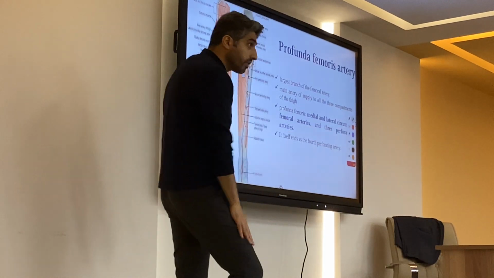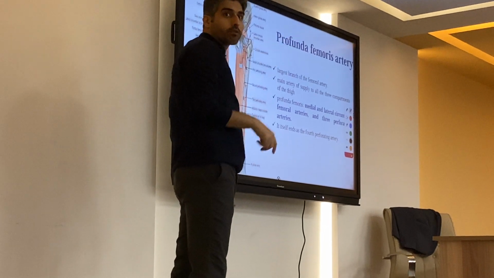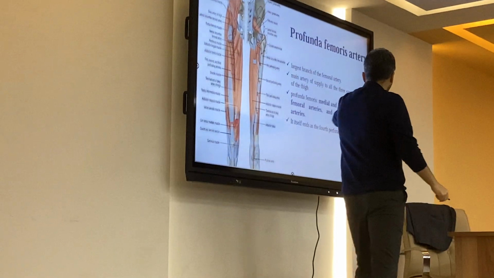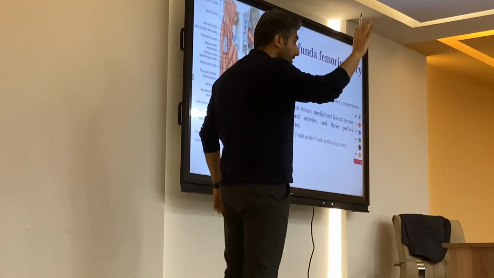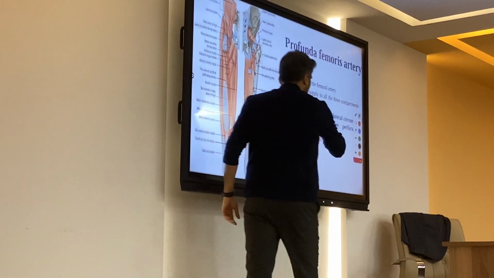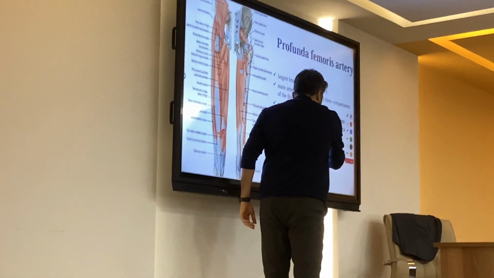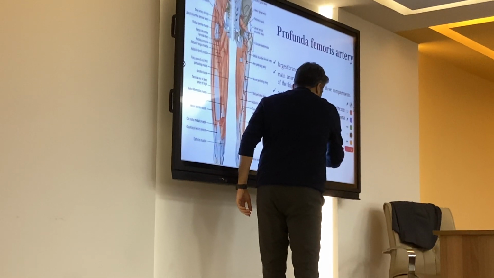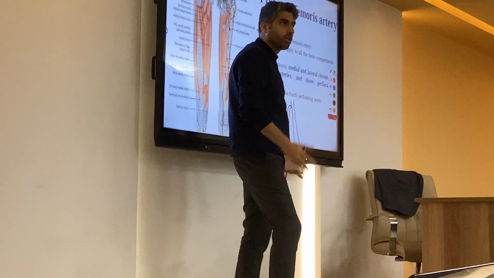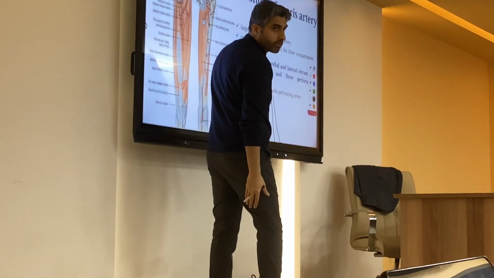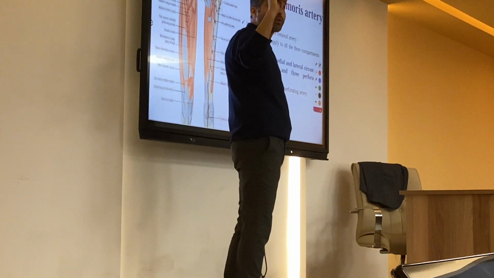Profunda femoris is on the anterior side, but it has branches for the posterior compartment. Look at here. Again, this is the femoral artery, goes down. Okay. This is profunda femoris. Both of these arteries are in the anterior compartment. So which vessel goes to the posterior compartment? A branch of the profunda femoris.